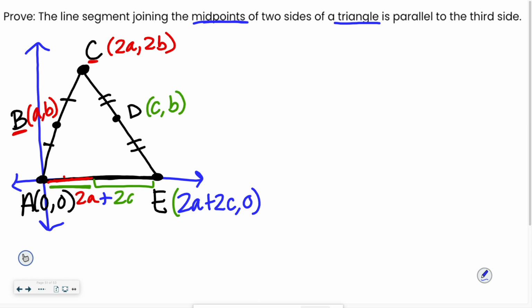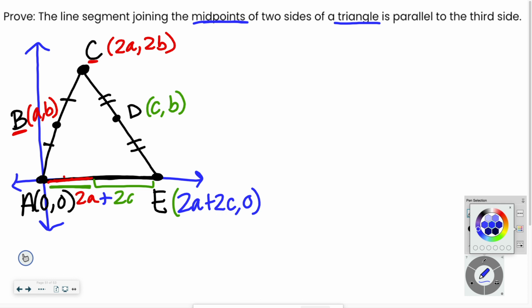Okay, now we can try to figure out what exactly we are trying to do. We want to try to show that if I connect these two midpoints here, that segment is parallel to this third side here. Okay, so we want to show, I would write this down, show BD is parallel to AE. So since we're talking about lines being parallel, right, we're going to use slope.